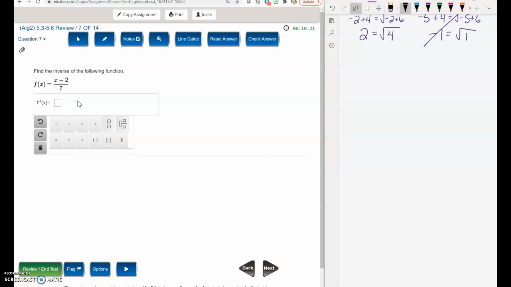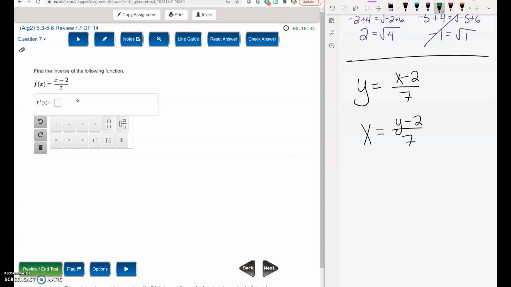Find the inverse. Remember that f of x is basically the same as y equals. So we have y equals x minus 2 over 7. Start by switching. Y becomes x, x becomes y. You get rid of this divided by 7 by multiplying by 7. So we have 7x equals y minus 2. You get rid of the minus 2 by adding 2 on both sides. So we have 7x plus 2 equals y.